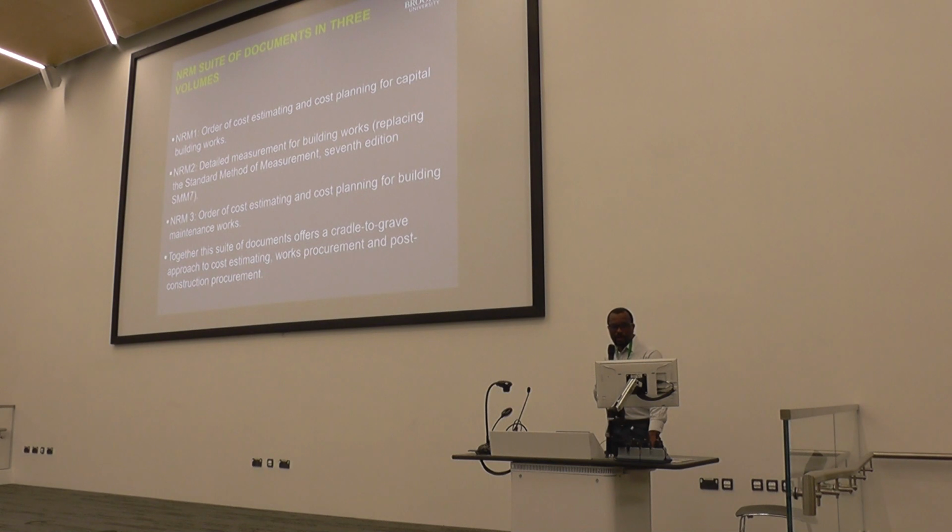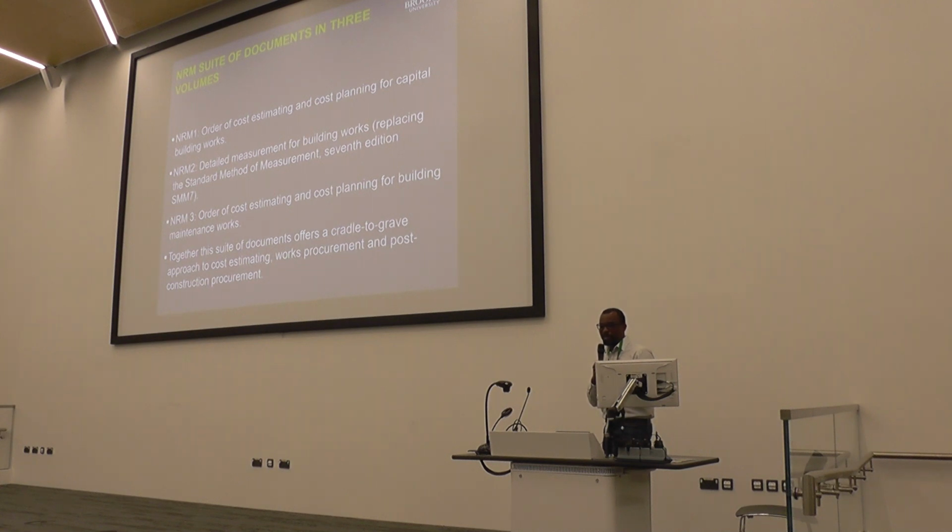And then the third element is the NRM3, which helps us to estimate the life cycle cost and building maintenance work. So what is being said is that these three suites of documents offer a cradle-to-grave approach because they help you to pre-estimate the cost of the building, they help you to estimate the actual cost of the building, and then when it comes to maintenance or the life cycle cost as well, it helps you to estimate that cost as well.